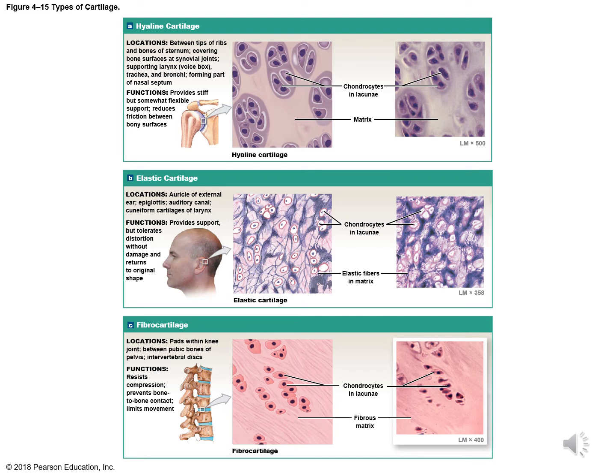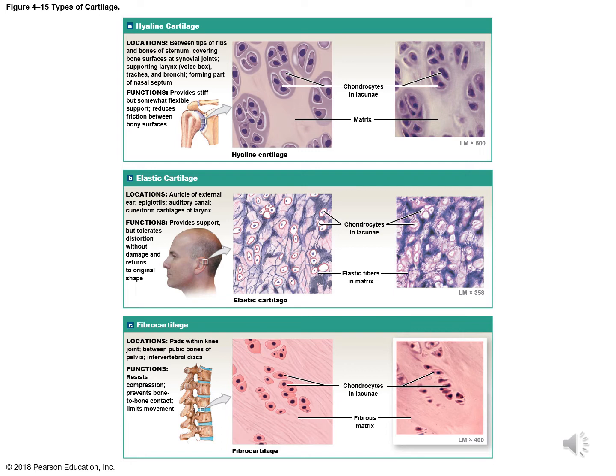The last is fibrocartilage. This has very little ground substance. Mainly the matrix is densely interwoven collagen fiber. It makes it very tough and very strong and durable. And you're going to find this in the pads between your vertebrae, your pubic bones, or the pelvis. It resists compression, absorbs shocks, and prevents bone-to-bone contact.